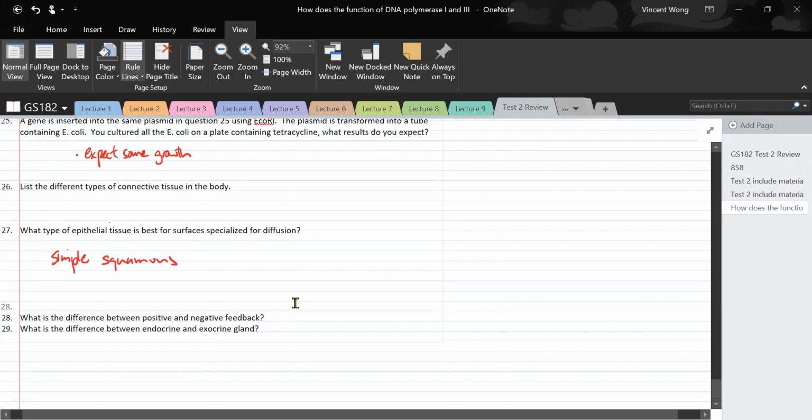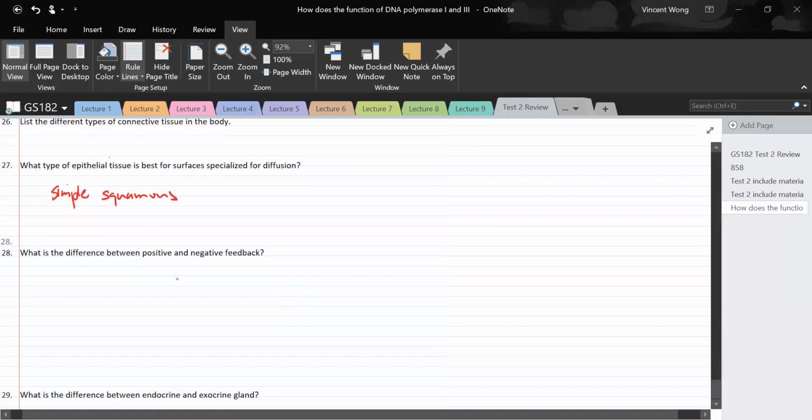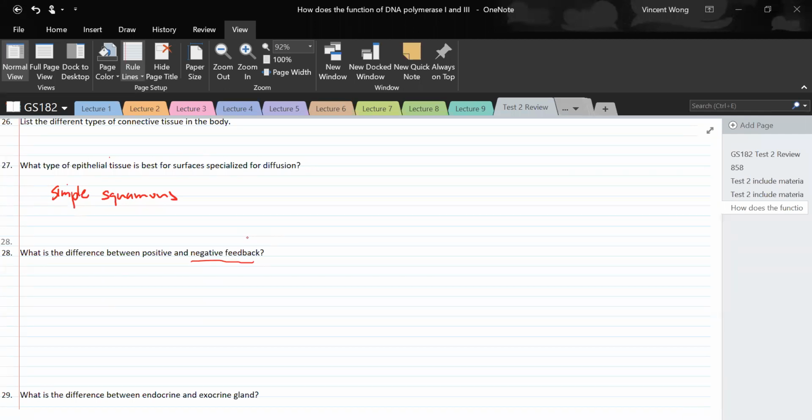What is the difference between positive feedback and negative feedback? I don't remember if I talked about this in the lecture, but it's something that's good to know. This is a big thing in second semester. Negative feedback means the trigger of a process is going to result in a series of events that will undo the trigger. I'll give you an easy example.